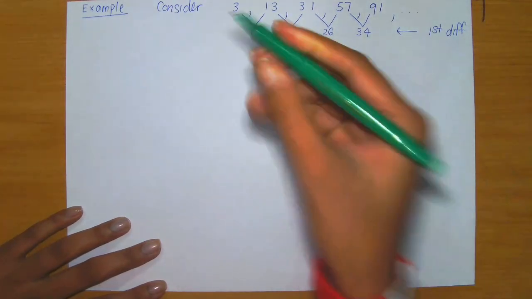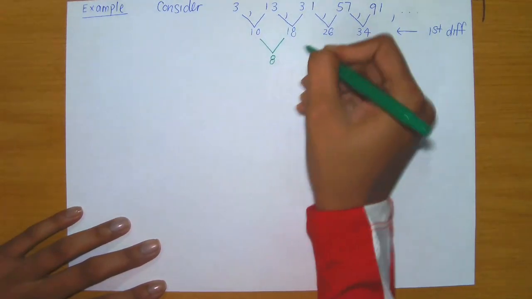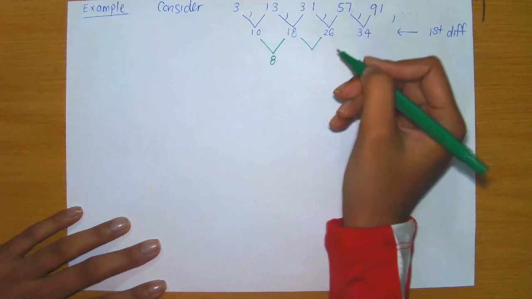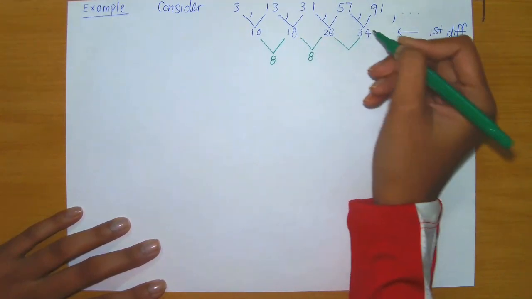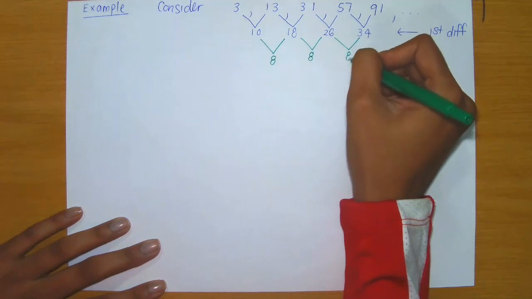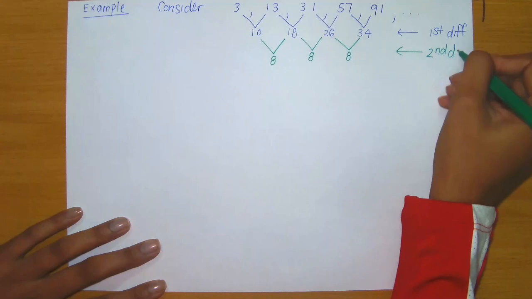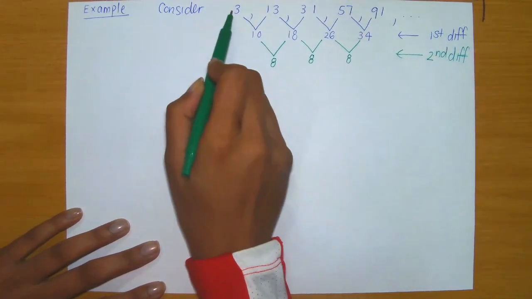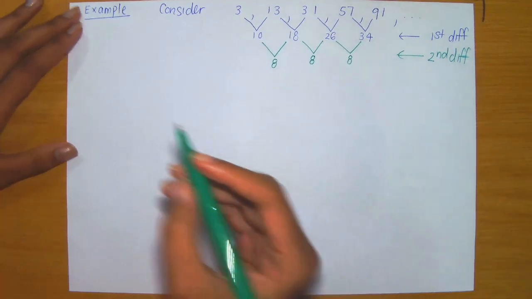Let's compute the difference once again. 18 minus 10 is 8. 26 minus 18 is 8. And 34 minus 26 is 8. So we have a common second difference. And this means that the original sequence is indeed a quadratic sequence. So let's find the general term.